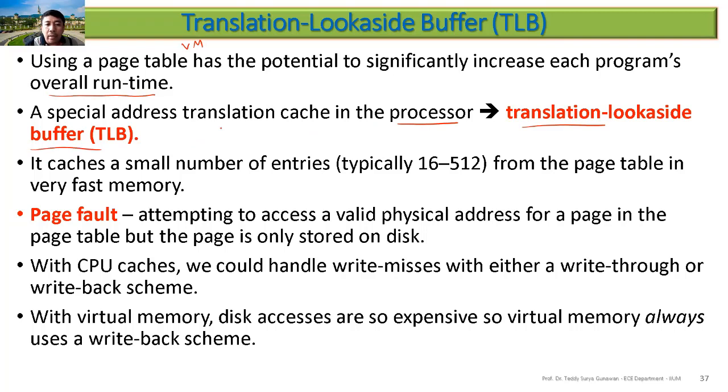The TLB is implemented in the processor. So not only do you have L1 cache, L2 cache, and L3 cache, you also have the TLB cache. It caches a small number of entries, typically 16 to 512, from the page tables in very fast memory in the CPU. So whenever you have a page fault, what's mentioned here is like this.